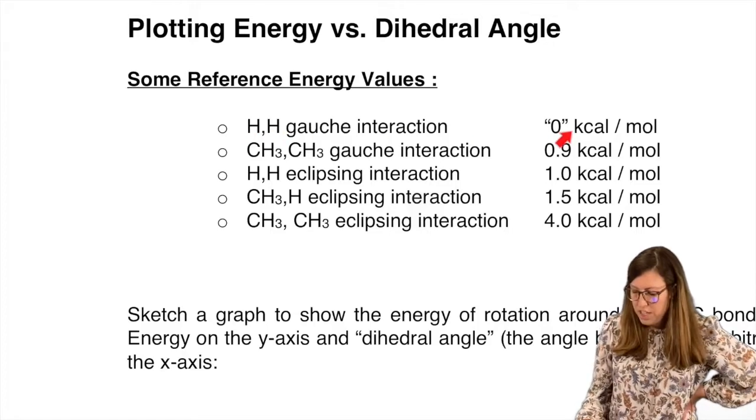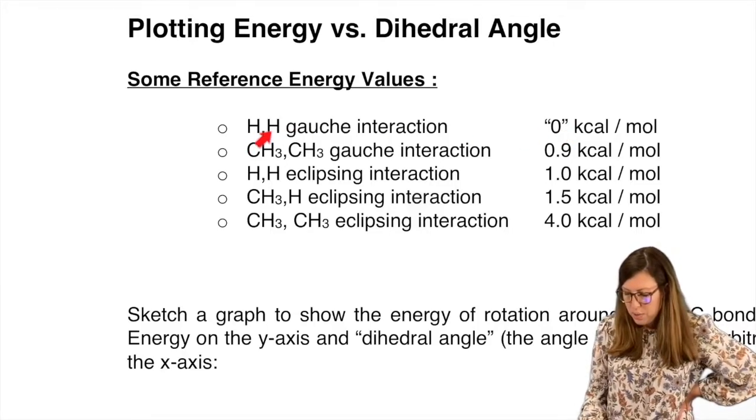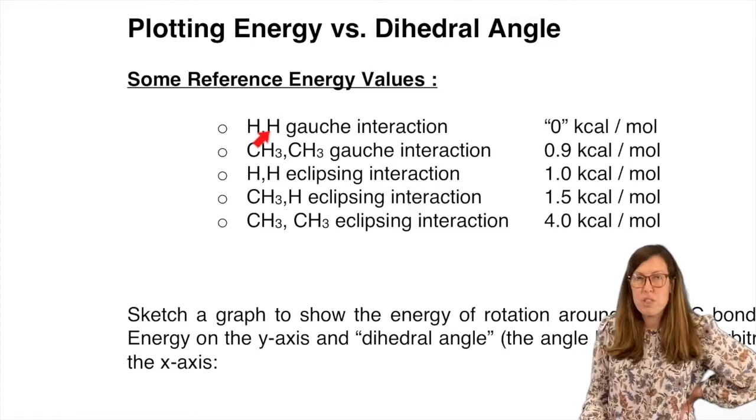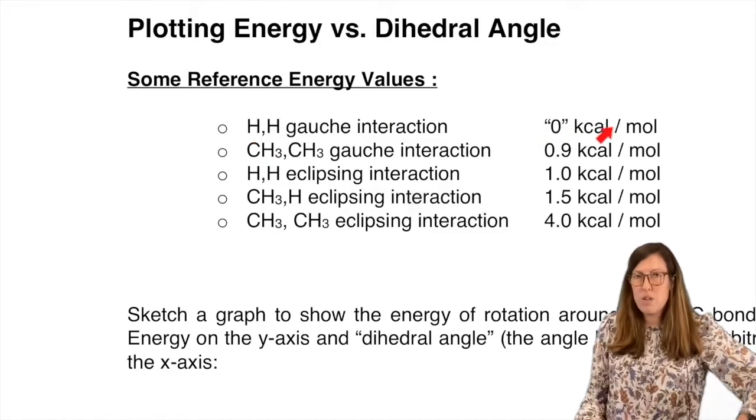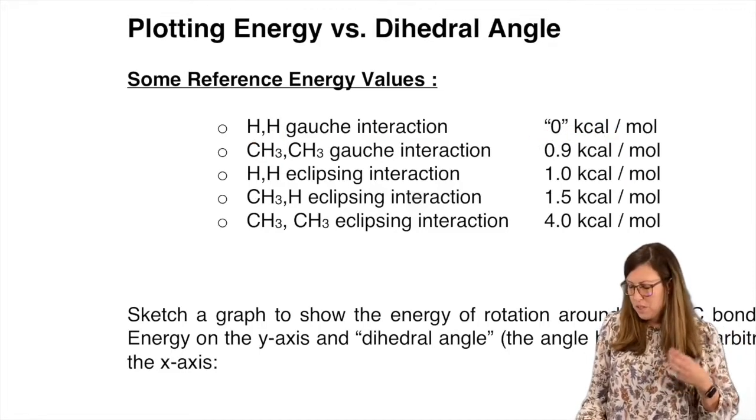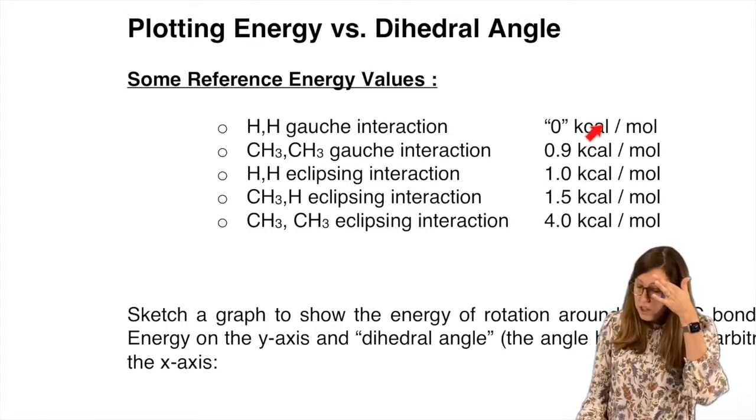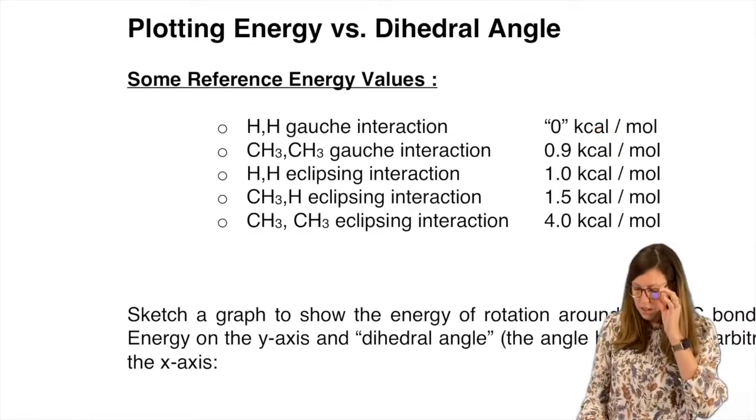Notice that the HH counts as 0. That is the smallest we could possibly get in terms of gauche interactions. It's not a real true value, it's relative. So we start at 0. So for two H's to be next to each other, that's worth nothing.